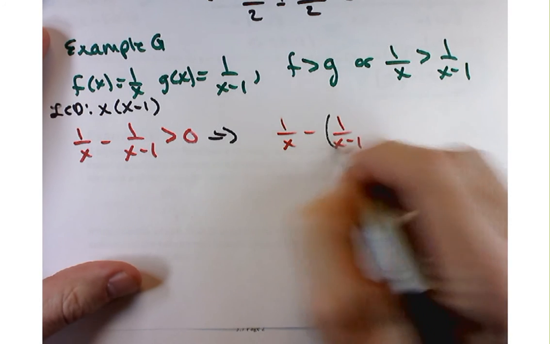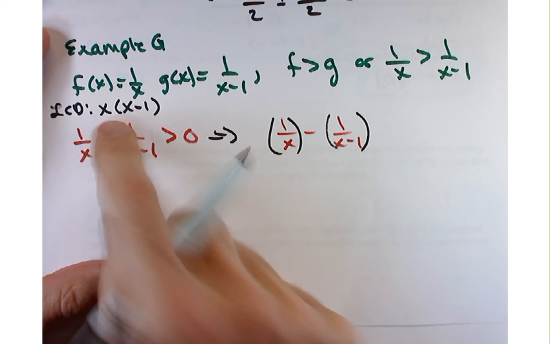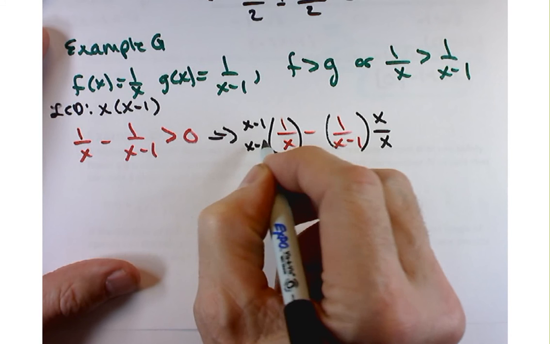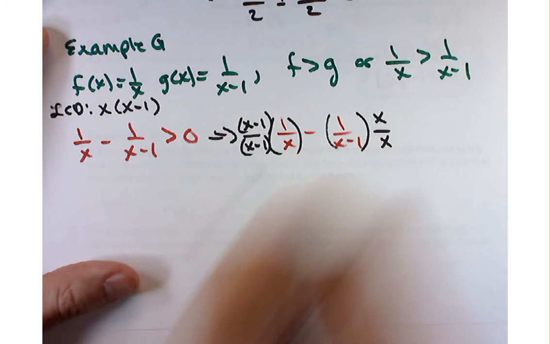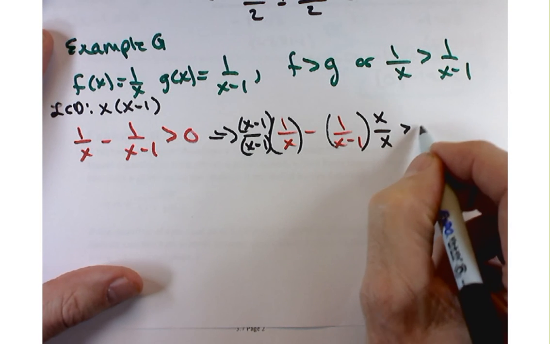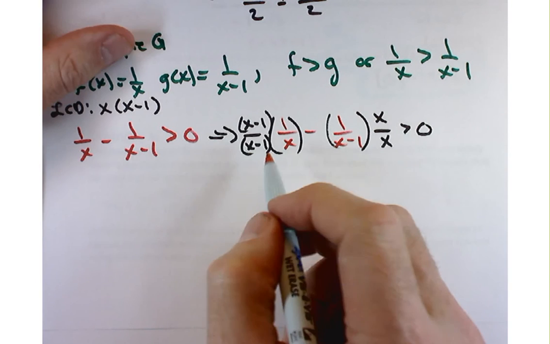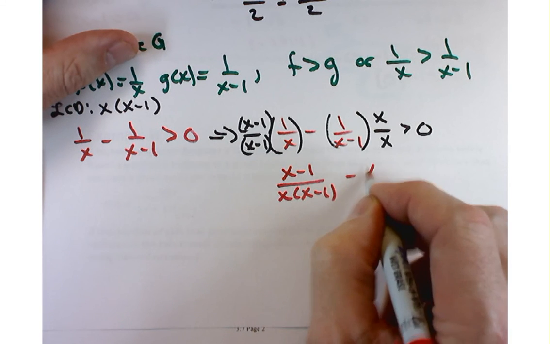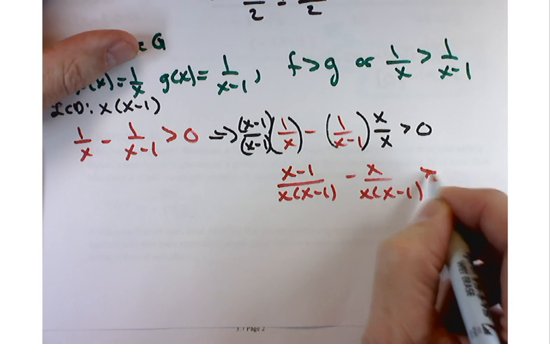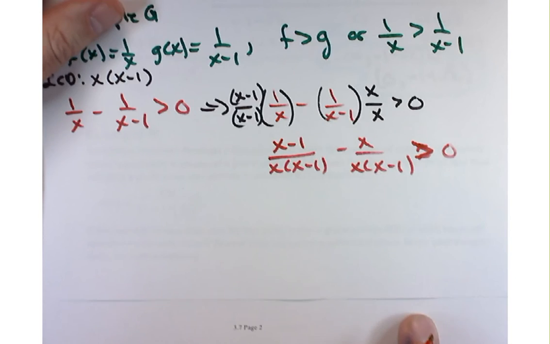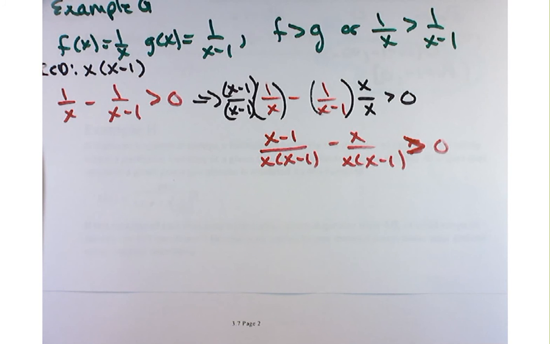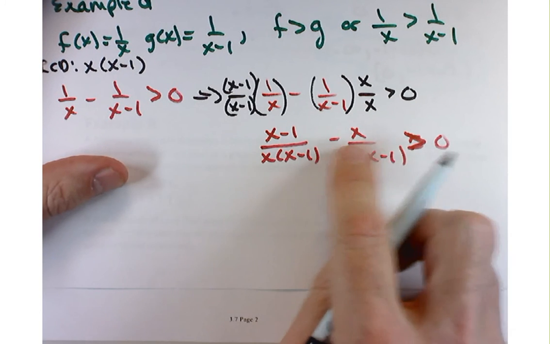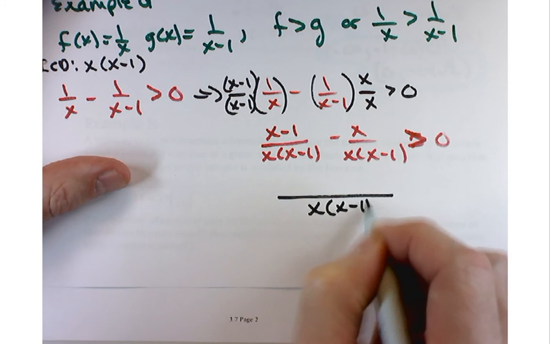All right. So if I want to have the LCD here, I'm going to multiply this by x over x. I'm going to multiply here by x minus 1 over x minus 1. All right, so that's x minus 1 over x times x minus 1 minus x over x times x minus 1, just greater than 0. These have common denominators now, so I can combine them and figure out what expression I've got. And when I combine these, what's left in the numerator after I take x minus 1 minus x?